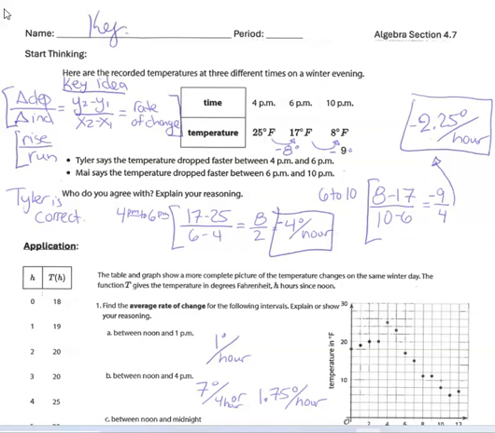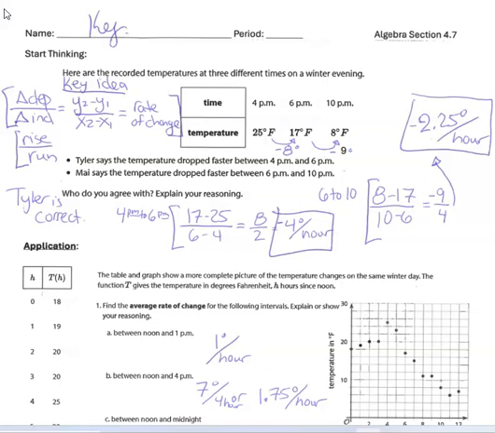We then talked about the key idea. You can see the key idea there is talking about rate of change can be thought of as slope. And slope could be thought of as rise over run, change of y over change of x, so y2 minus y1 over x2 minus x1, or change of dependent over change of independent. When we're looking at the temperature and the time, time is going to be independent and temperature is going to be dependent. The temperature is going to change depending on what time it is in the day.